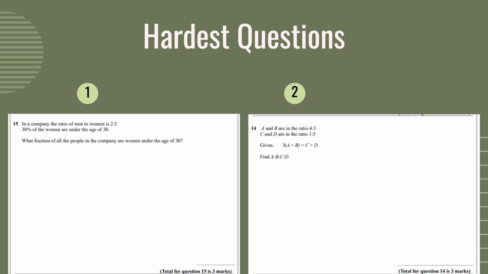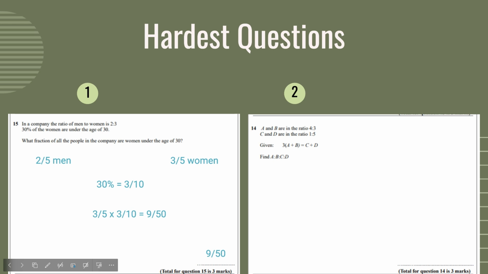So first, let's write down the ratio of men to women as fractions. So 2/5 are men and 3/5 are women. 30% can also be written as 3 over 10, and this is how much of the women are under 30. So now we do 3/5 times 3/10, because we're doing 30% of the 3/5. This gives us the answer of 9 over 50. So the total fraction of all the people in the company that are women under the age of 30 is 9 over 50.